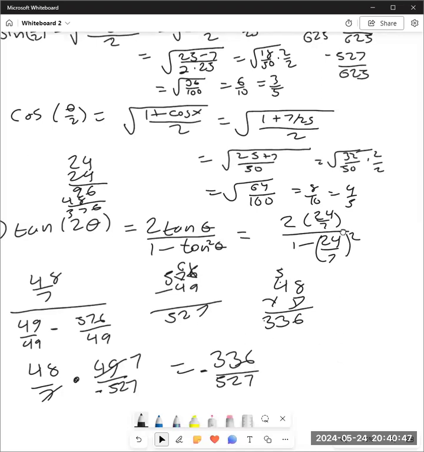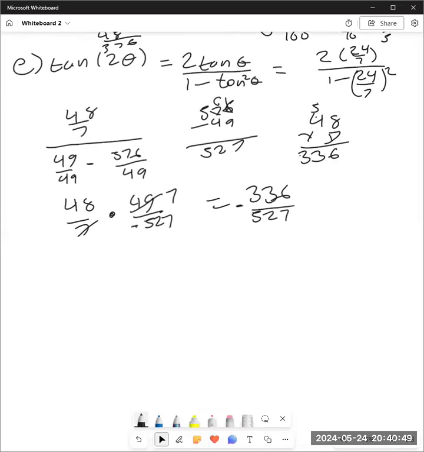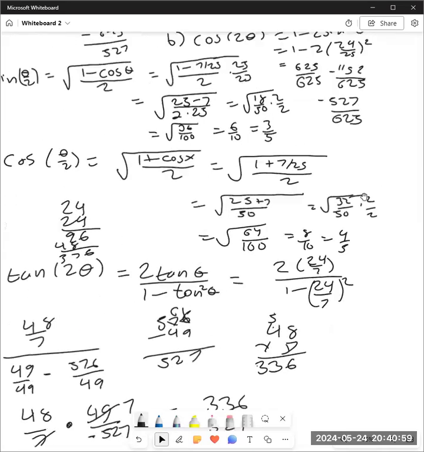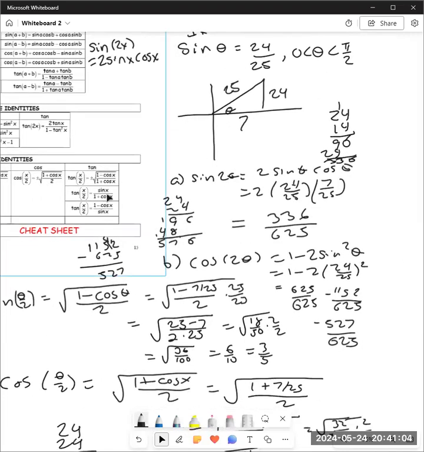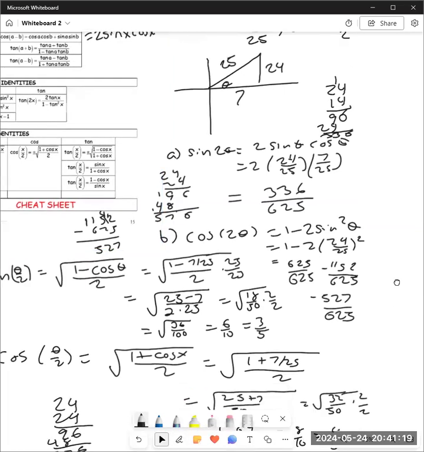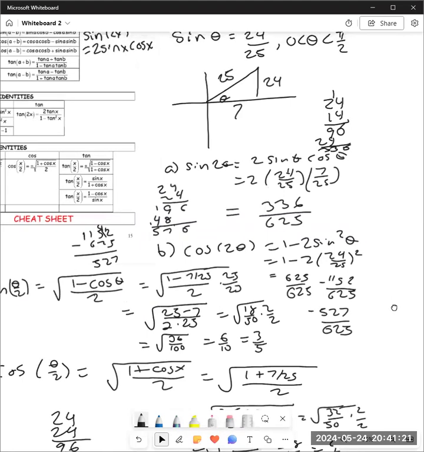And last but not least, for f, is tan of theta over 2, which we can find a few different ways. Right here, and since we have sine and cosine, let's work on one of the ones that gives us a definite value here. Let's have just the sine in the denominator. So 1 minus cosine over sine.